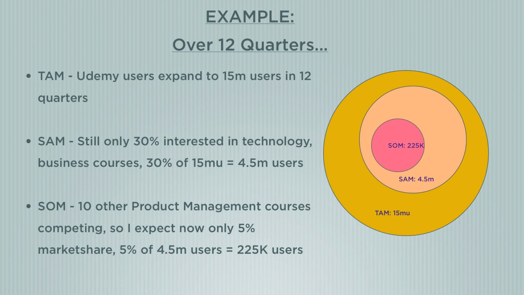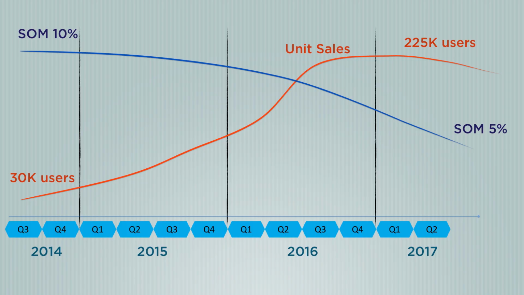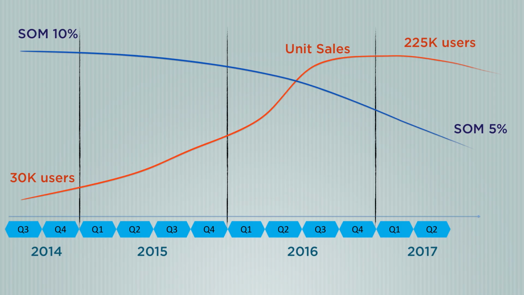Which is a growth from 30,000 users at the beginning to when the market expanded. So if you look at it, as I'm showing you in this graph, as a growth of the market or the evolution of my business market share, you will see that even though my share of market has gone down from 10% to 5%, in these 12 quarters, the actual number of users who may potentially, and very likely, sign up to my course has gone from 30,000 users to 225,000 users.